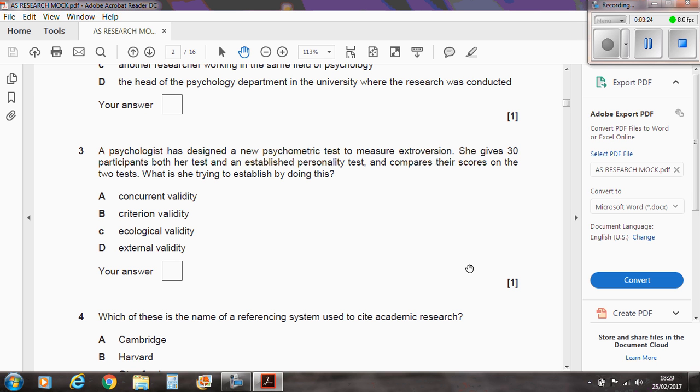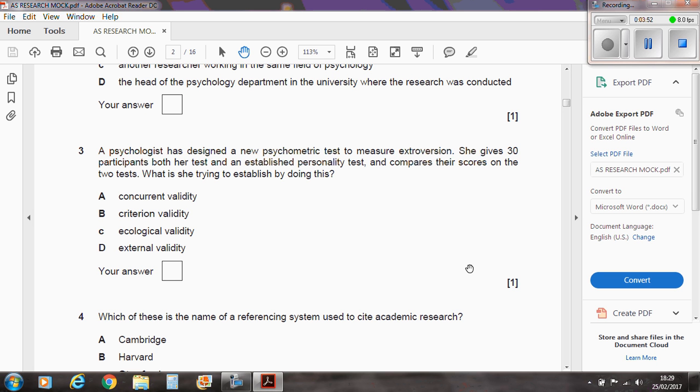And it compares their scores on the two tests. Now, what is she trying to establish by doing this? Now, if you're looking for agreement on two tests, it's concurrent validity. You've noticed this from the Baron-Cohen study. So Baron-Cohen used a validated theory of mind test, which is Happé's Strange Stories, checked it against the eyes task, and if they got a similar score, it had concurrent validity. They concurred, they agreed with each other.